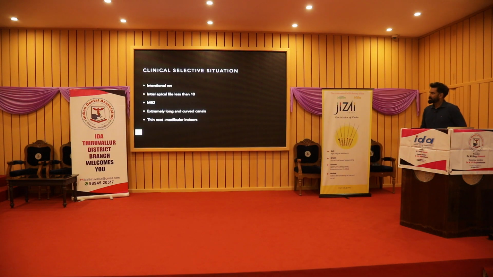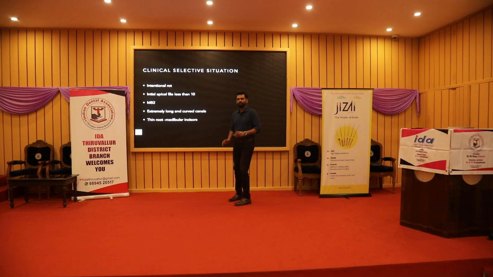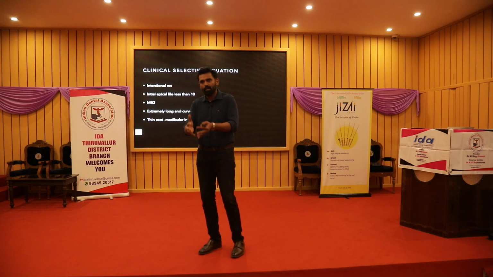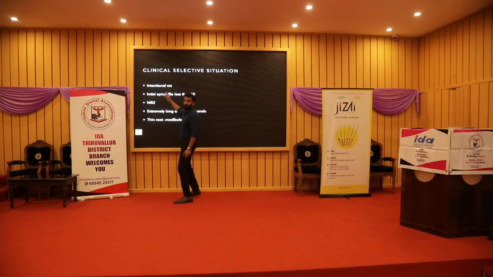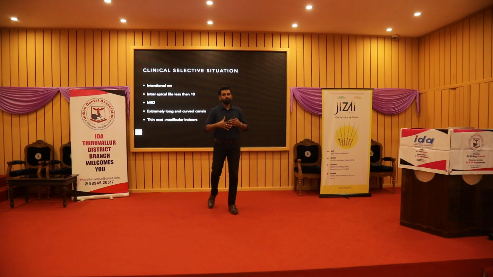A clinical situation where you should use a smaller tapered file is intentional root canal treatment. It's always better not to use a bigger tapered file because there is no debris or microorganism inside the canal. Your idea is just to remove the pulp tissue alone. In such cases, you can go with a smaller tapered file. In case the initial apical file is very small, that is your tent size is very difficult to go, again you can use a smaller tapered file. MB2s, again, you need not enlarge to a bigger size.